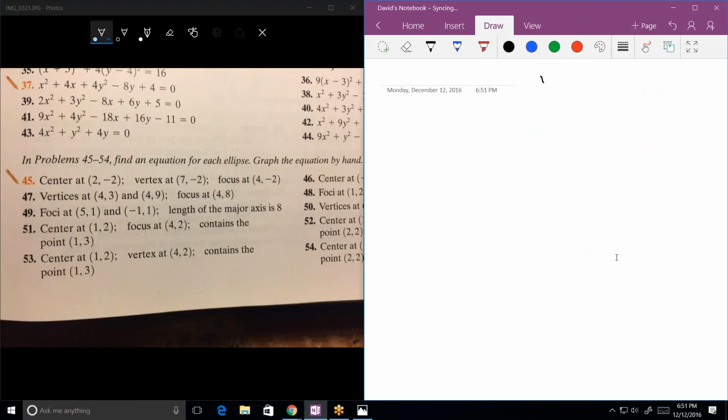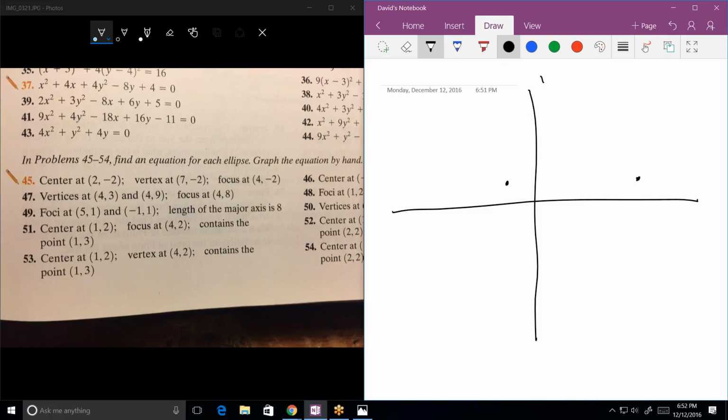From this information, we can figure out whether it's vertical or horizontal, just from the foci, because the foci are in line with the major axis. So based on the foci, if I draw these two points, there's one of them, minus 1, 1, there's the other one. Is this a horizontal or a vertical ellipse? It's going to be horizontal. We can almost draw it. The center is going to be right there, and the vertices are going to be approximately there and there. Remember, there are always 7 key points to any ellipse.